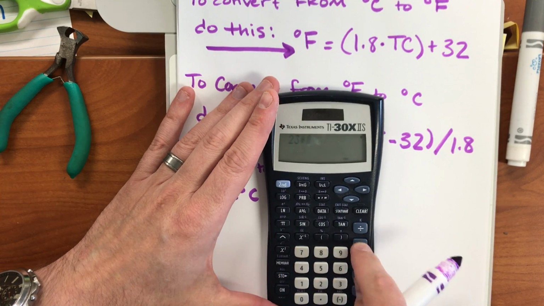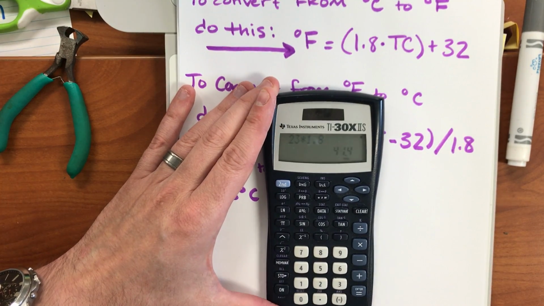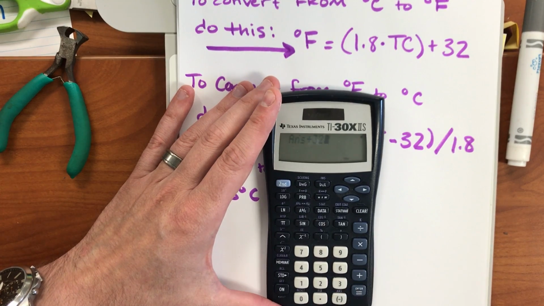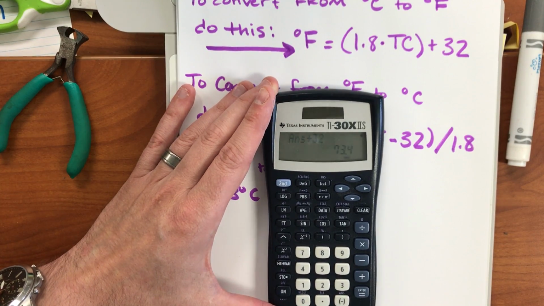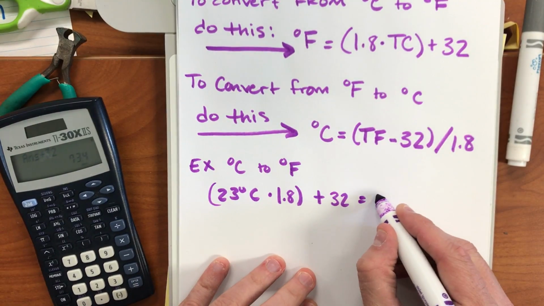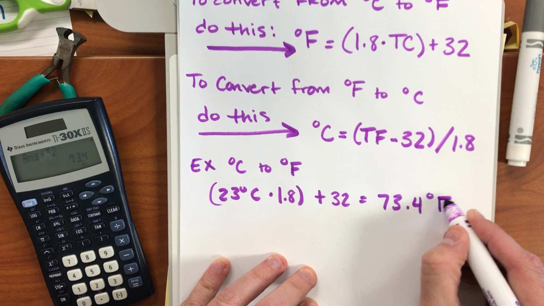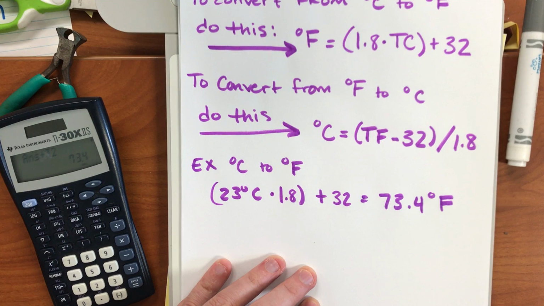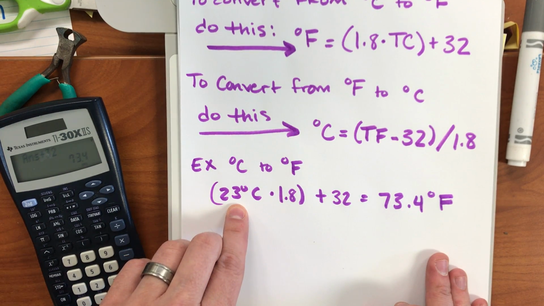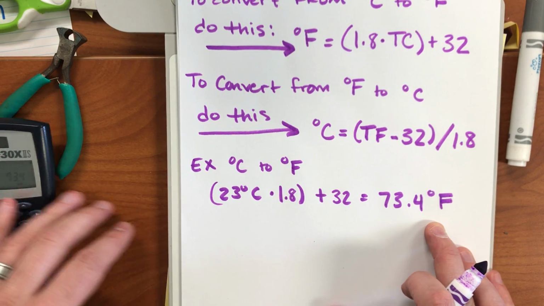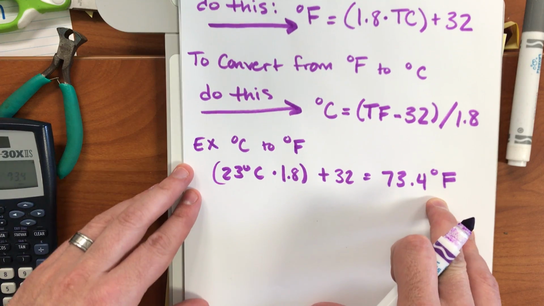So when we do, what you're going to get is 23 times 1.8, push enter on your calculator, and then add 32. And the number you're going to get is going to be 73.4 degrees Fahrenheit. So we've converted from degrees Celsius into degrees Fahrenheit.